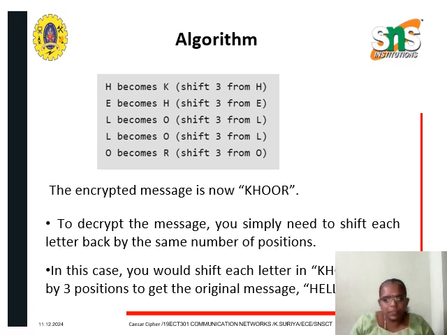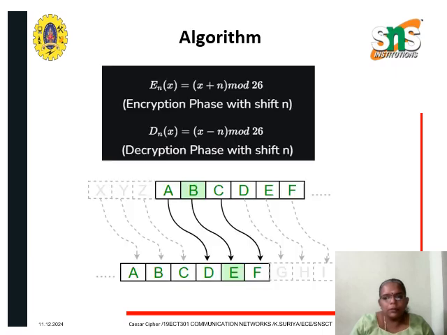To decrypt the message, you simply need to shift each letter back by the same number of positions. So for K, if you shift 3 letters back, you will be getting H. For H, you will be getting E and so on. And so the original message hello will be decrypted.